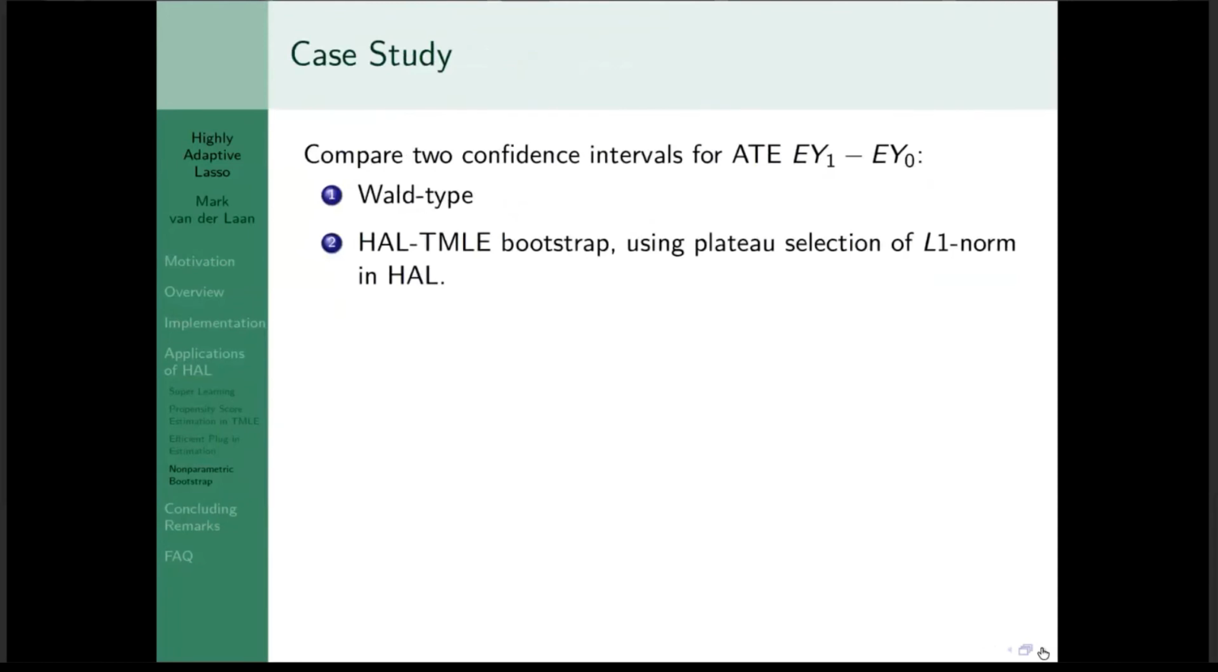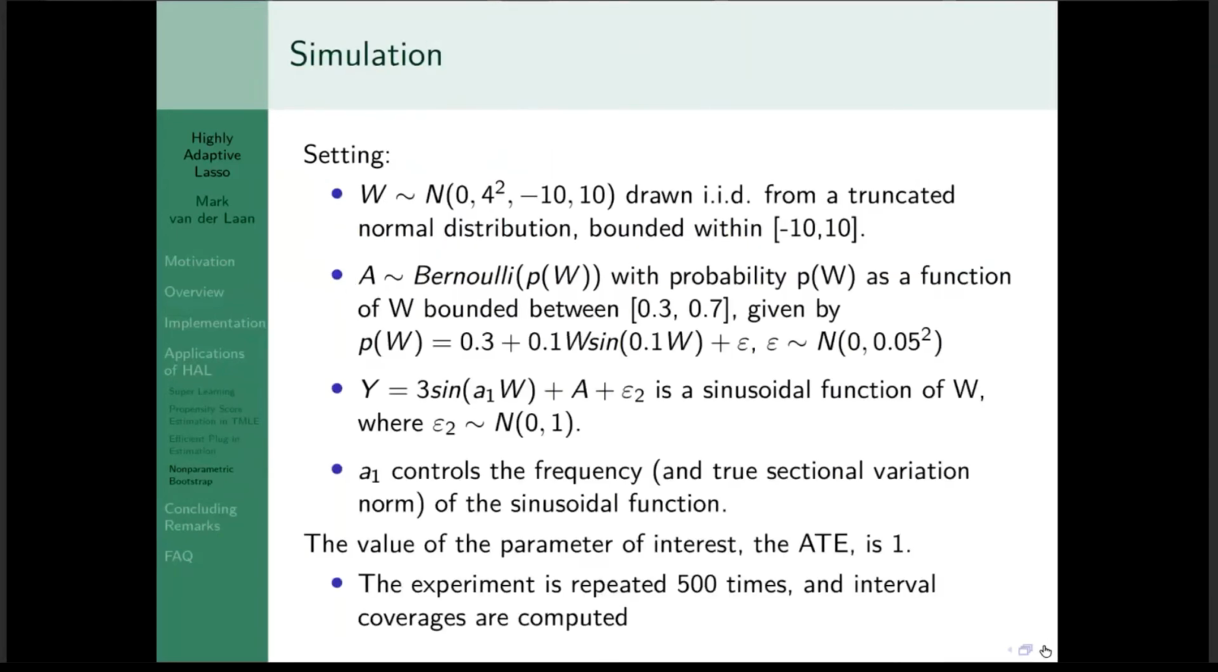And here's an example of an ATE problem again, where we care about the average treatment effect. And we look at two types of confidence intervals. One is where we use the influence curve-based Wald type, and another confidence interval by actually doing this bootstrap. And then to make this simulation interesting, we have, of course, a four-dimensional W, a few covariates, and then we have a treatment mechanism, and we have an outcome.